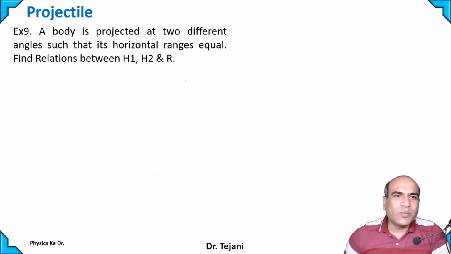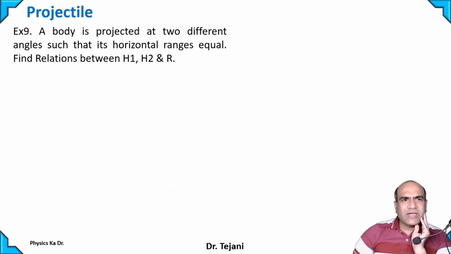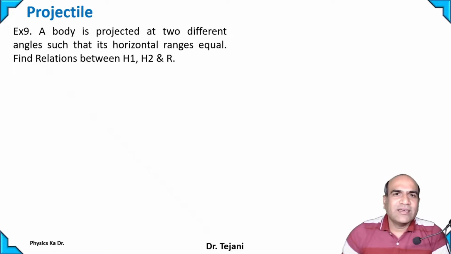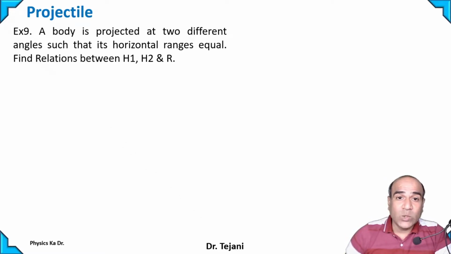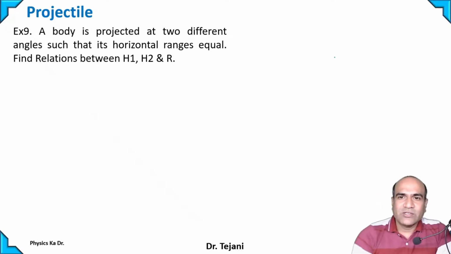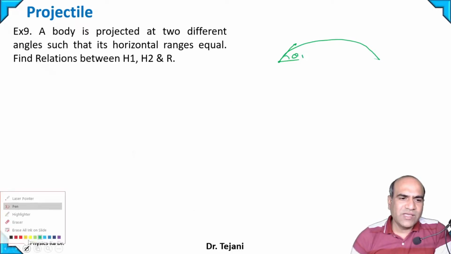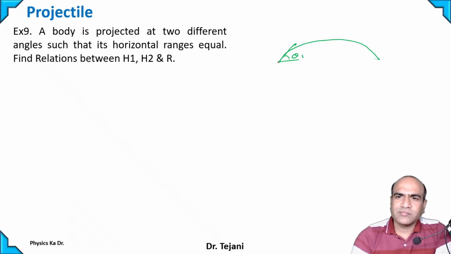Example number 9. A body is projected at two different angles such that its horizontal range is equal. Find a relation between H1, H2 and R. So see here, a body is projected, say for example, at one angle theta 1, and the same body is projected at some different angle, say for example theta 2.